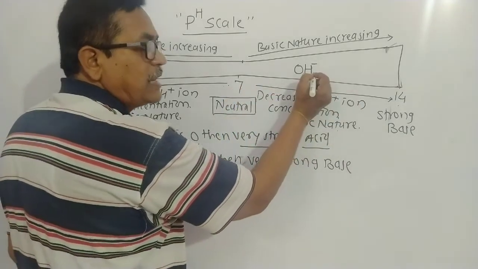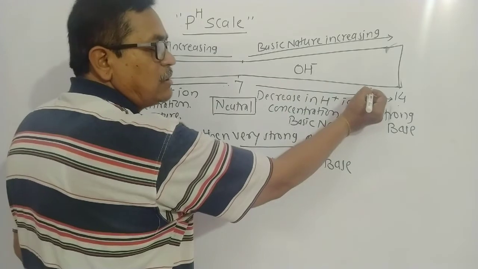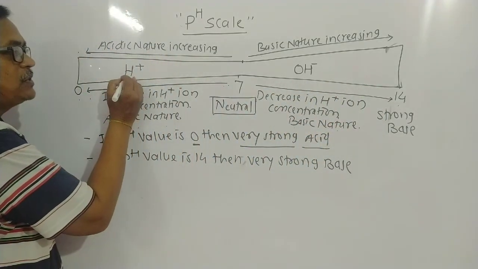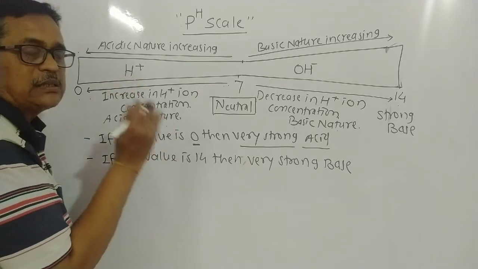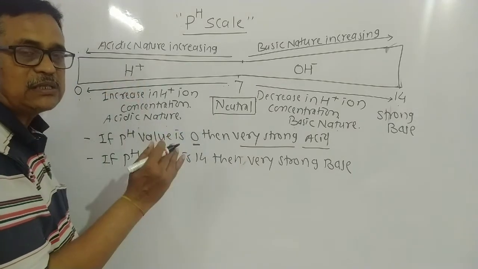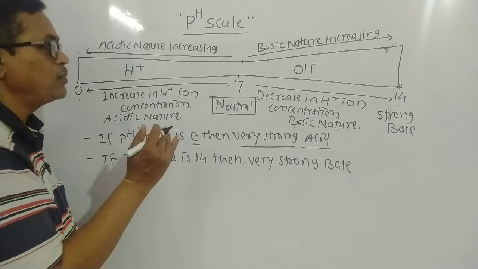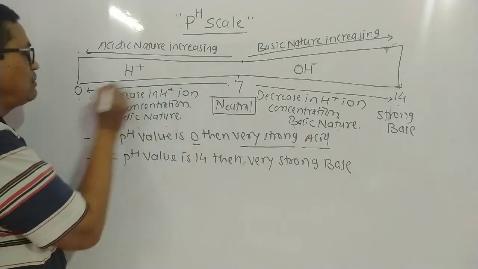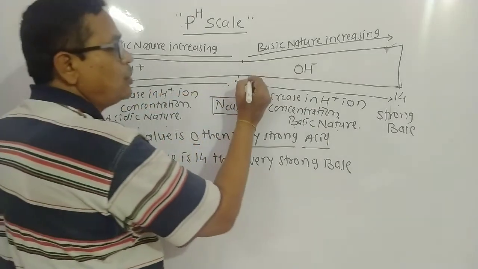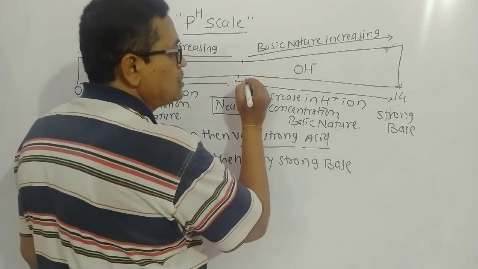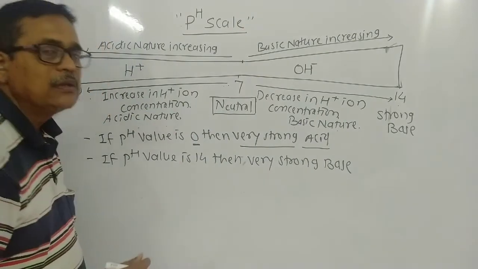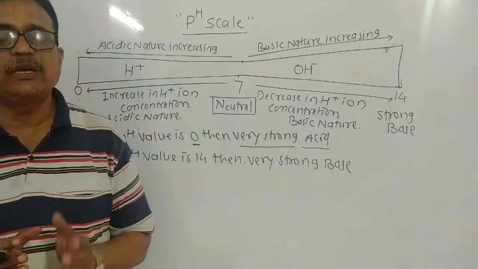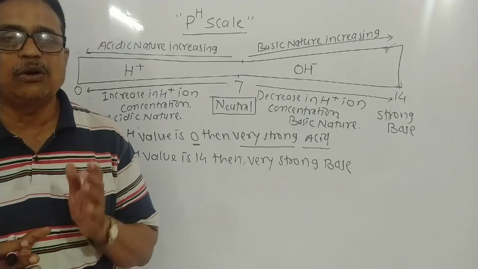Means in this way, dear student, the pH scale is used to indicate the nature, whether it is acidic or basic, as well as the strength of an acid, whether it is a strong acid or weak acid, or a strong base or weak base. That is the topic of the pH scale. Dear student, in my next video lecture, we will study the chemical reactions of acids and bases, a very important topic.